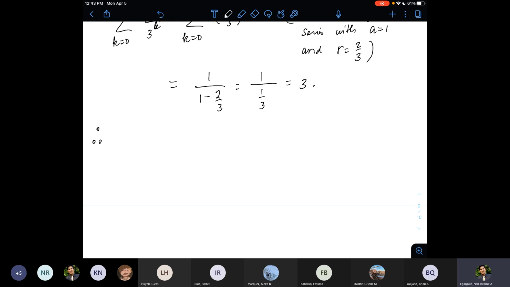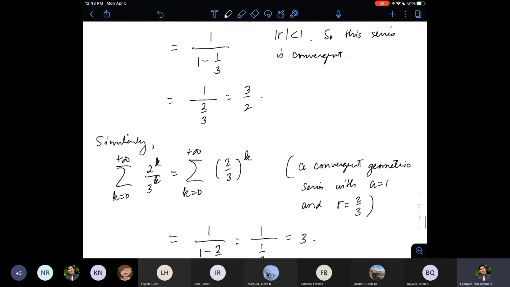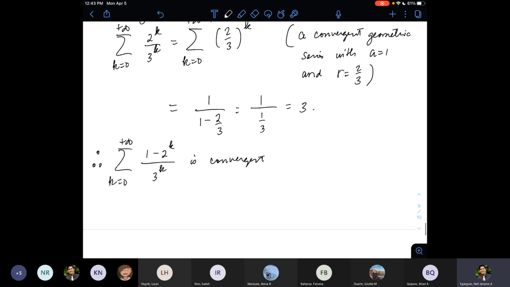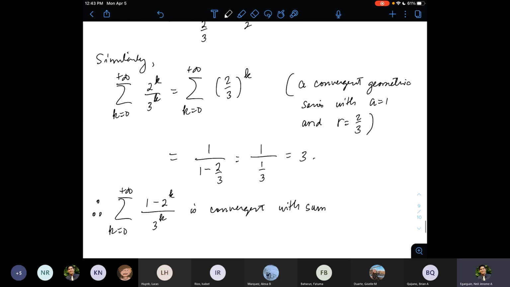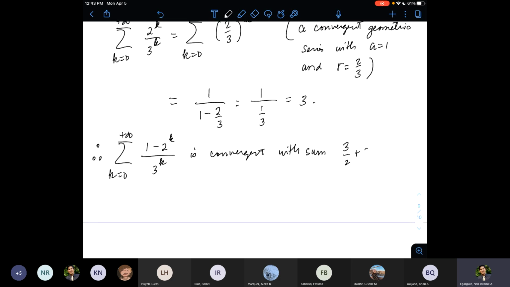So therefore, the series that we started with, which is 1 minus 2 to the k over 3 to the power k, is convergent because it is the sum of two convergent geometric series, and its sum is the sum of the sums of the two series. What are the two sums? 3 halves plus 3, so that's going to be 9 halves.